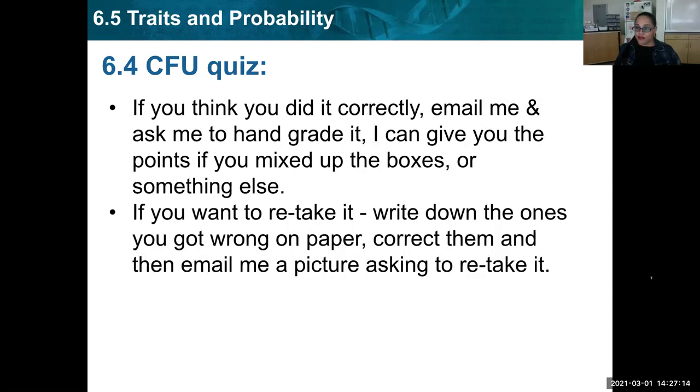If you think you did it correctly, email me. Ask me to hand grade it. Some people just kind of switch the boxes and put the phenotype on the top and the genotype at the bottom. Either way, if you think you did it right, ask me to check it. I will. And I'll either give you the points or I'll give you a chance to redo it.